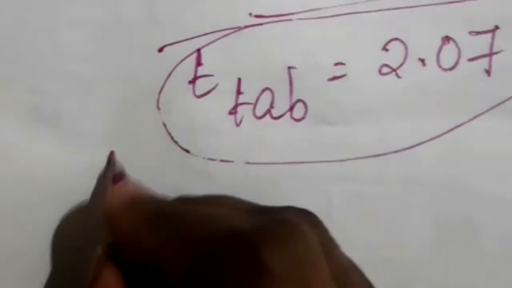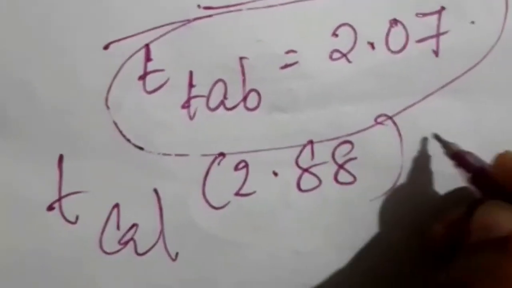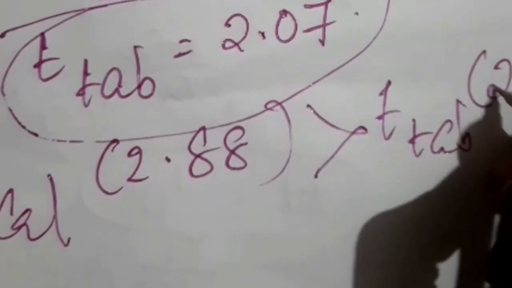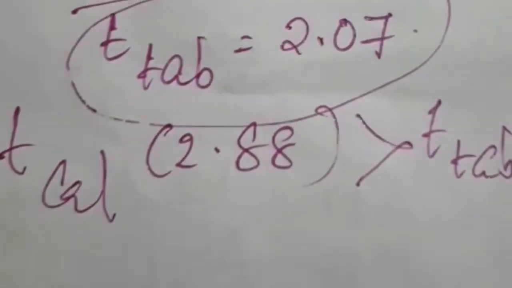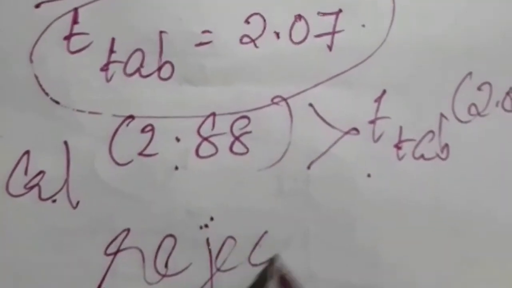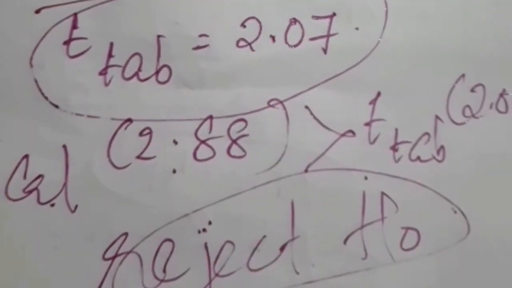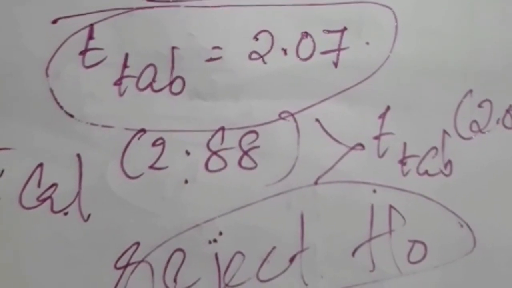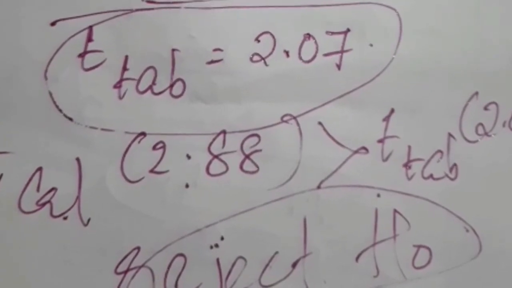The T calculated value is 2.88, so it is greater than the T table value, that is 2.07. Only a slight variation is there. Anyway, we can conclude that we have to reject the null hypothesis. That means we have to accept the research hypothesis. That means there is a significant difference in the weight gain among children who received vitamin supplementation and children on a usual diet.